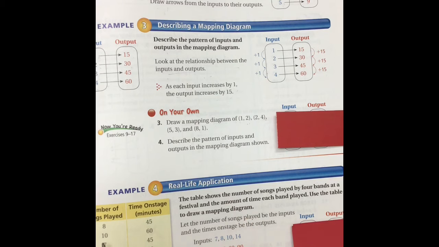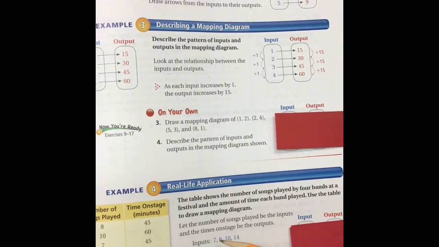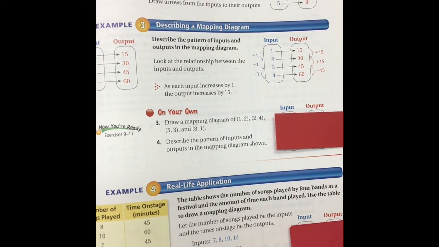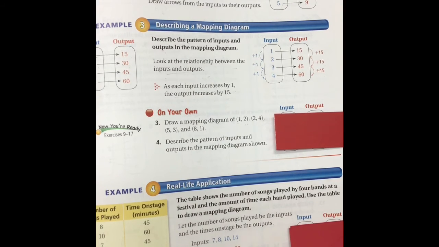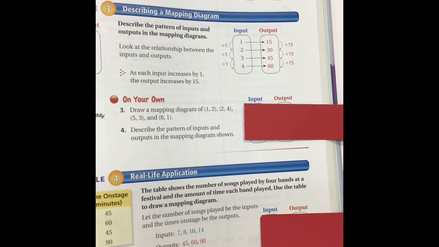So here we have a mapping diagram, 8 to 45, 10 to 60, 7 to 45, and 14 to 90. Now, notice our input is put in order, 7, 8, 10, and 14. And our output, put it in order, 45, 60, and 90. Then you do your input and your output diagram, drawing your arrows to each one. And then you can answer the question based on number 4. The question reads, in example 4, a 5th band plays 12 songs and is on stage for 70 minutes.